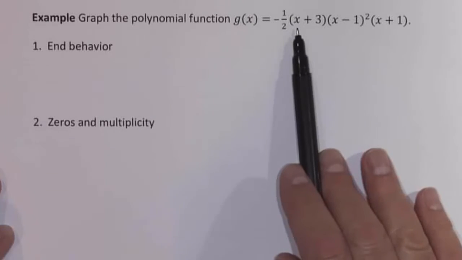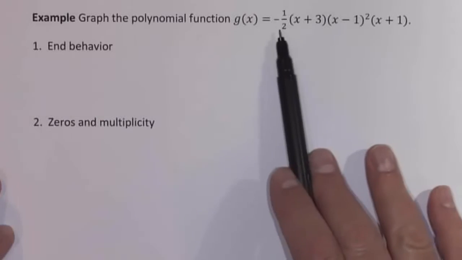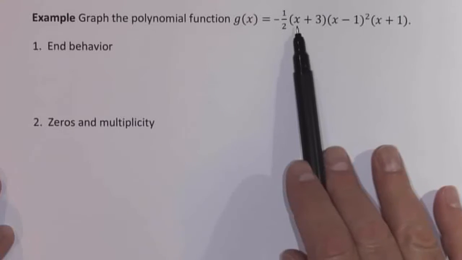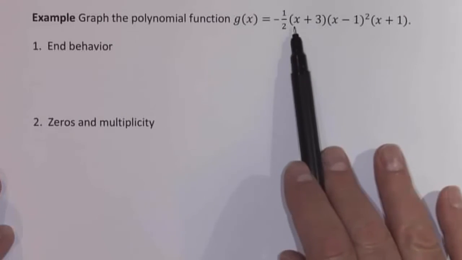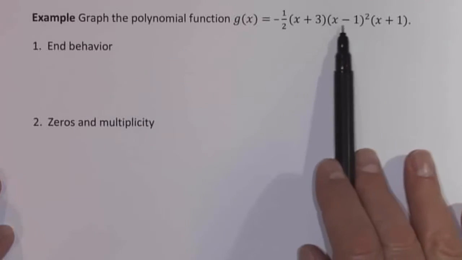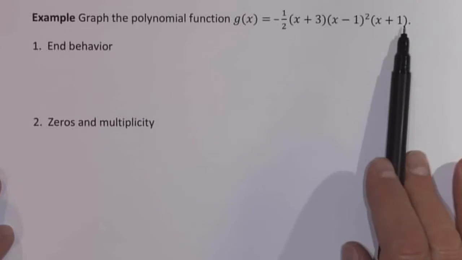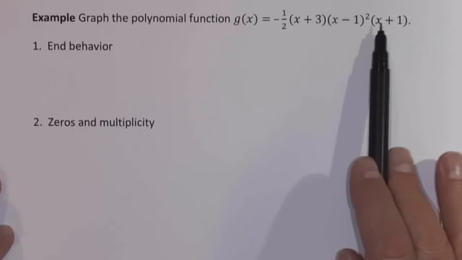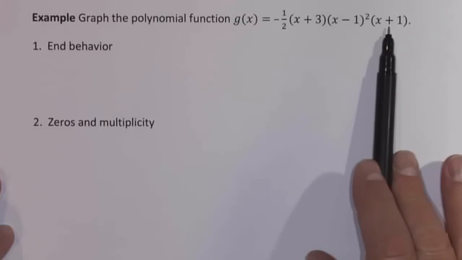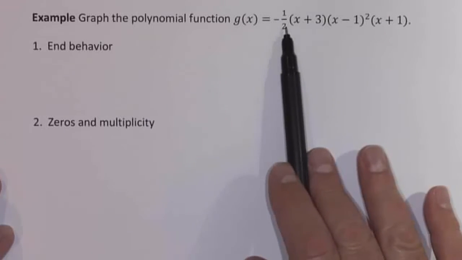So in this particular case, if we were to multiply out this polynomial function, instead of having it in factored form, we would get a factor of x from the first factor, x plus 3. We would get 2 factors of x from the x minus 1 squared, and we would get another factor of x from the x plus 1. So we would have x times x squared times x, which would be x to the 4th. So we would have an x to the 4th term, and the coefficient of that would be -1/2.